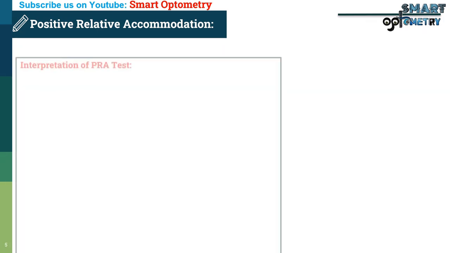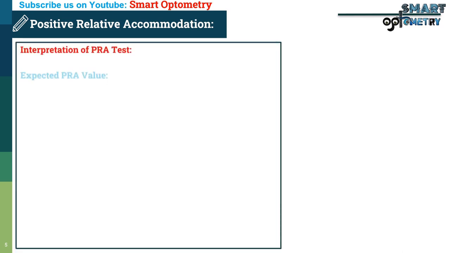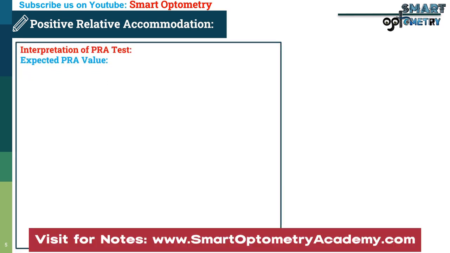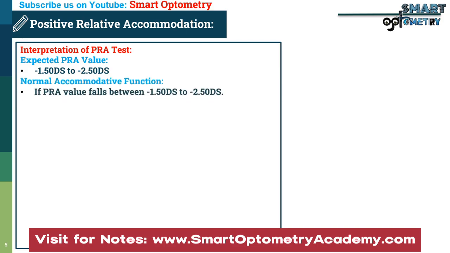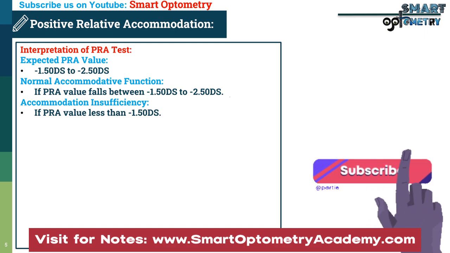Now, interpretation of the positive relative accommodation test. The expected positive relative accommodation value is in between minus 1.5 diopter to minus 2.5 diopter. It will be normal accommodative function if the positive relative accommodation value falls between minus 1.5 diopter to minus 2.5 diopter. It will be accommodation insufficiency if the positive relative accommodation value is less than minus 1.5 diopter.